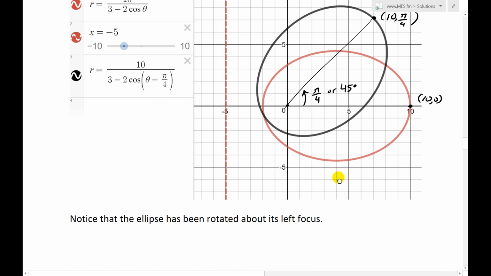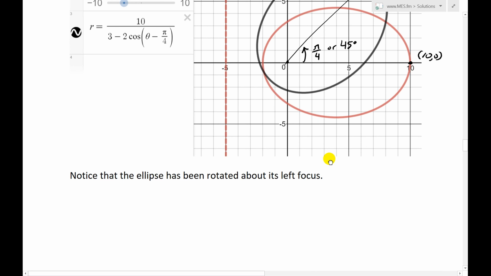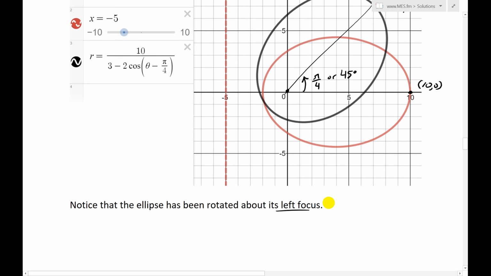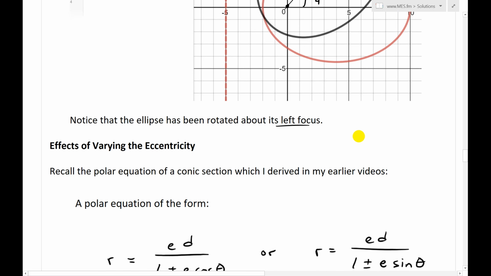Again, if you watch my earlier video on why pi is wrong. But yes, I digress. So notice that the ellipse has been rotated about its left focus, which is in fact the origin. So the focus stays the same. It's just going to be rotated all the way across. Alright, so yes, fascinating stuff indeed.